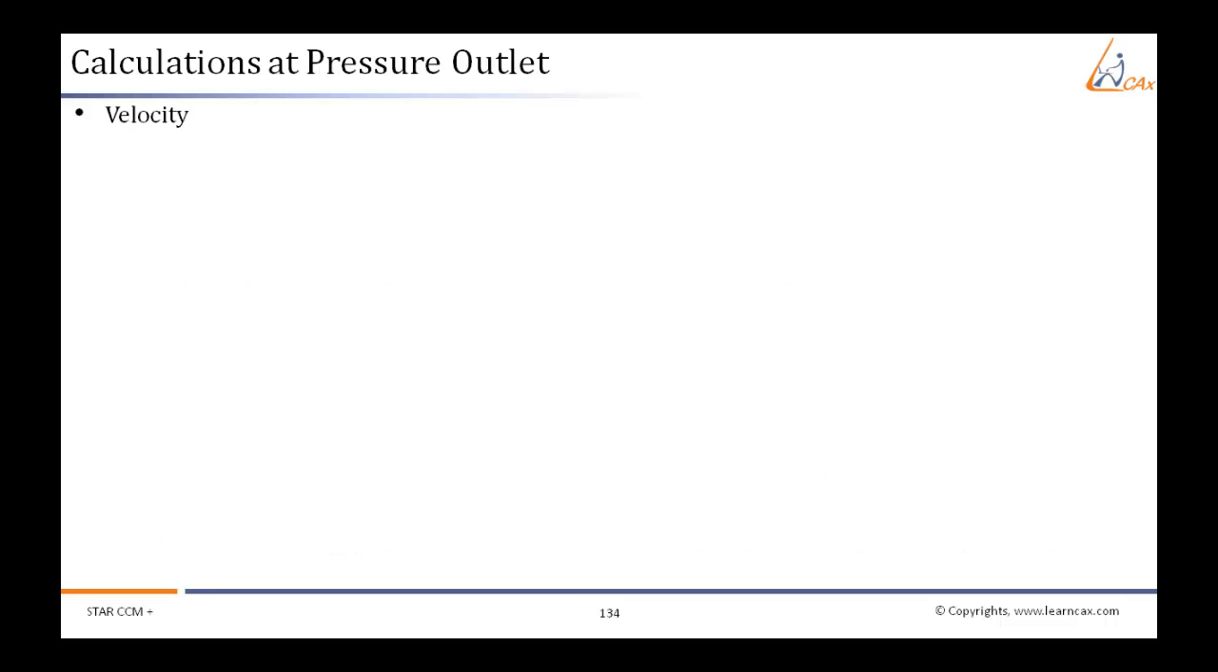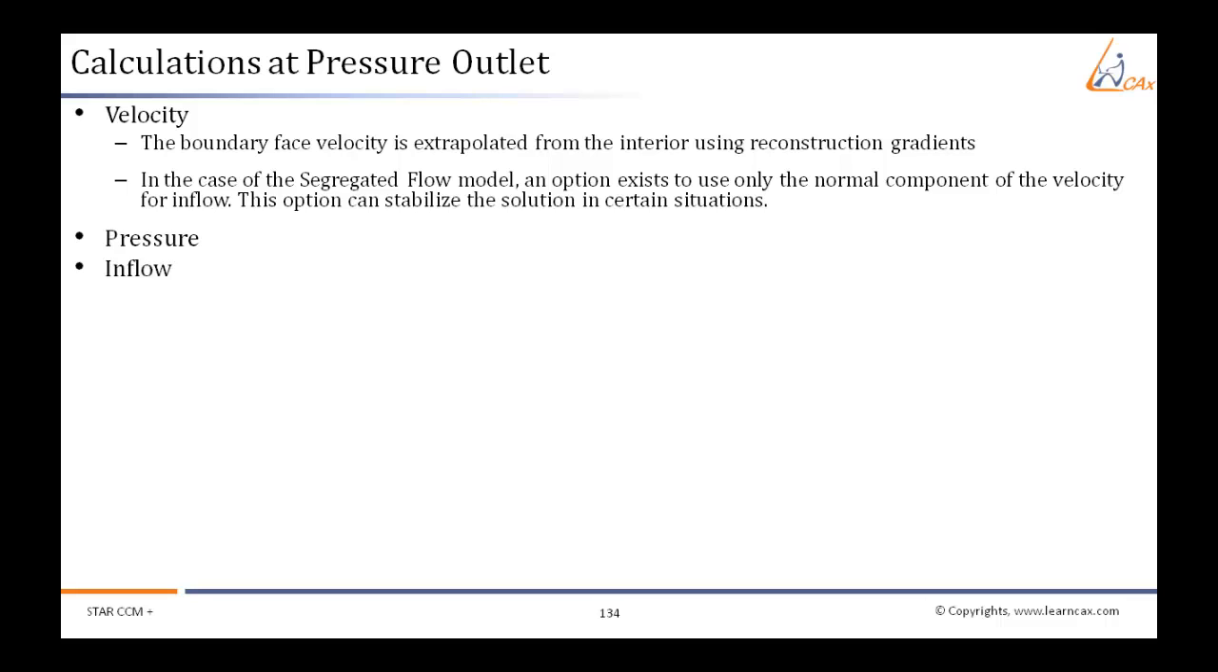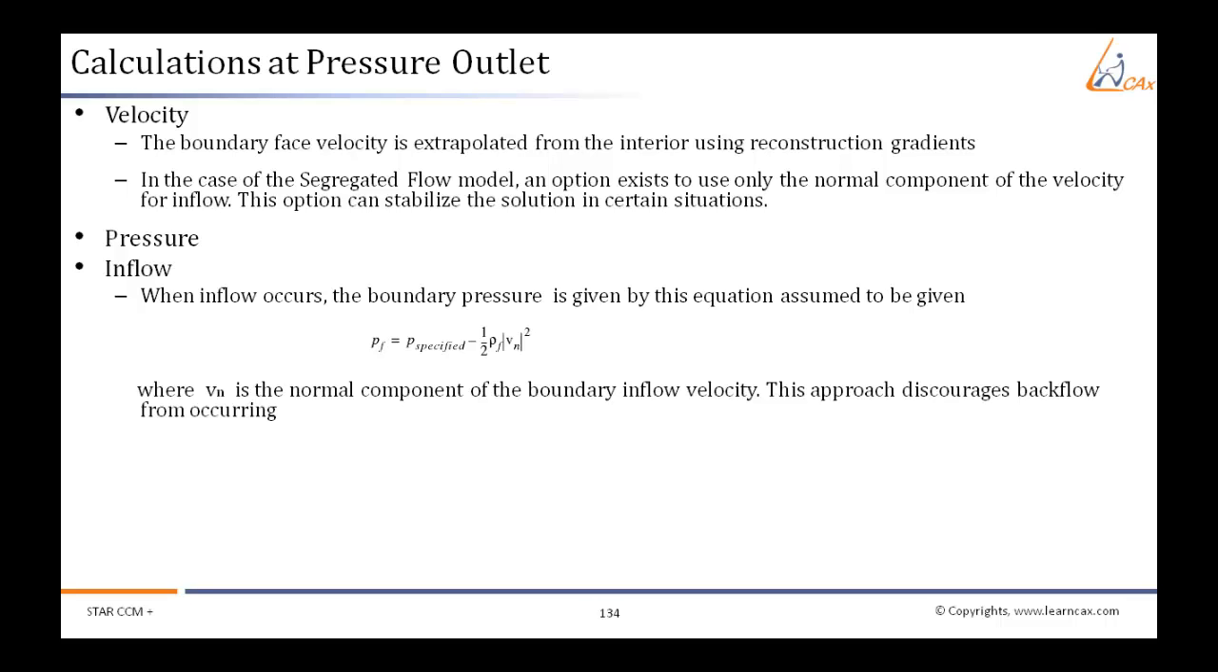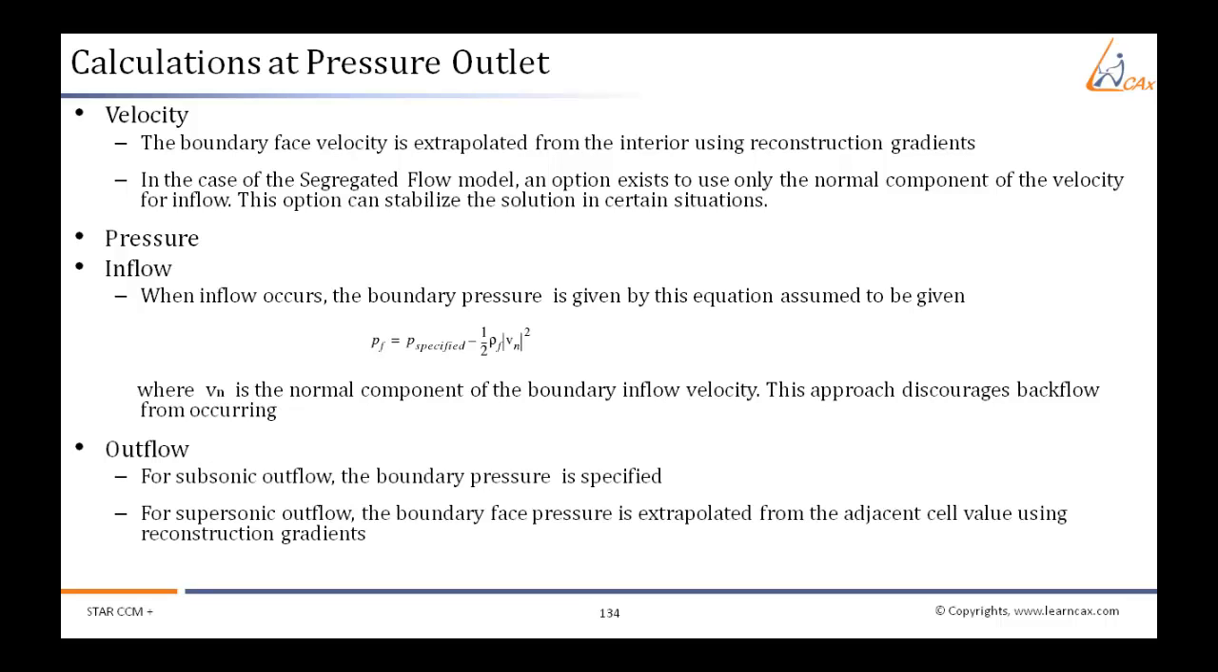Let us see how calculations are made at the pressure outlet condition. For velocity, the boundary face velocity is extrapolated from the interior using reconstruction gradients. For pressure, when inflow occurs, the boundary pressure is assumed to be given by this relation. This approach discourages backflow from occurring. When outflow is there, for subsonic outflow, the boundary pressure is specified. For supersonic outflow, the boundary face pressure is extrapolated from the adjacent cell value using reconstruction gradients.